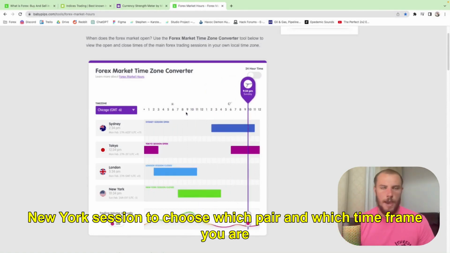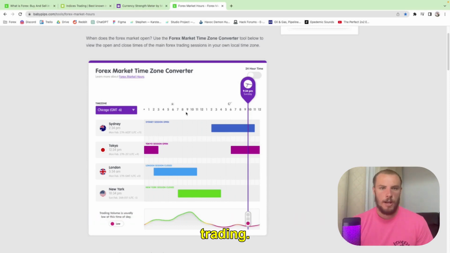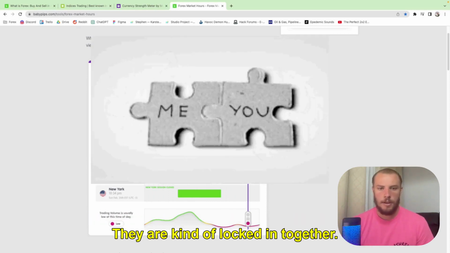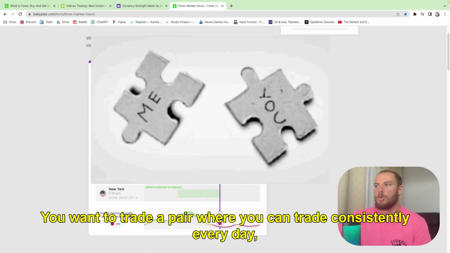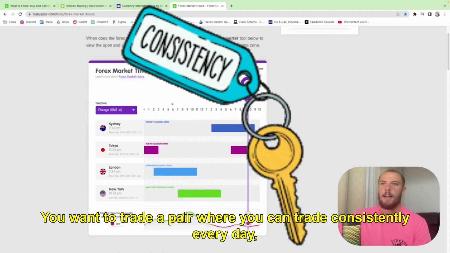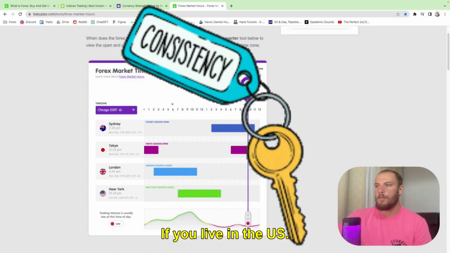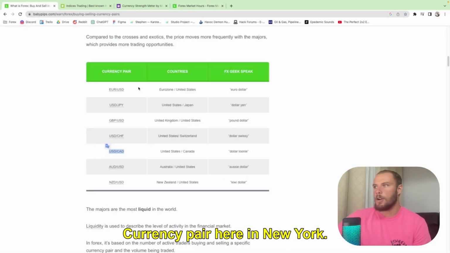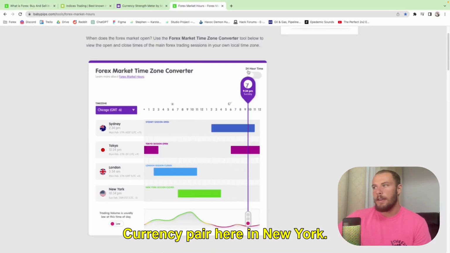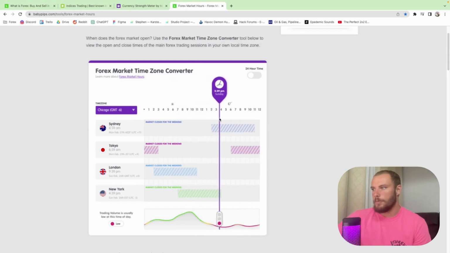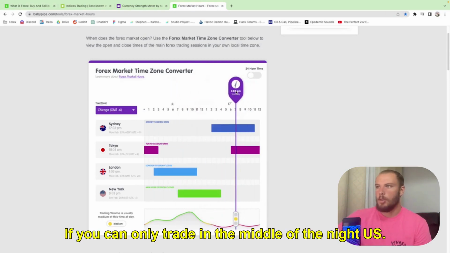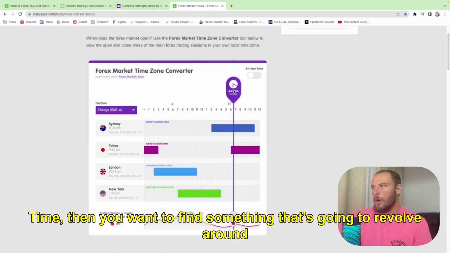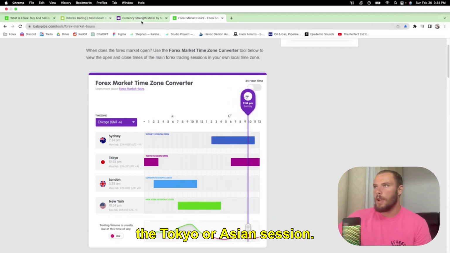To choose which pair and which time frame you are trading, they are kind of locked in together. You want to trade a pair where you can trade consistently every day during their major hours. If you live in the US, your best bet is to try to trade any US currency pair here in the New York session. If you can only trade in the middle of the night US time, then you want to find something that's going to revolve around the Tokyo or Asian session.